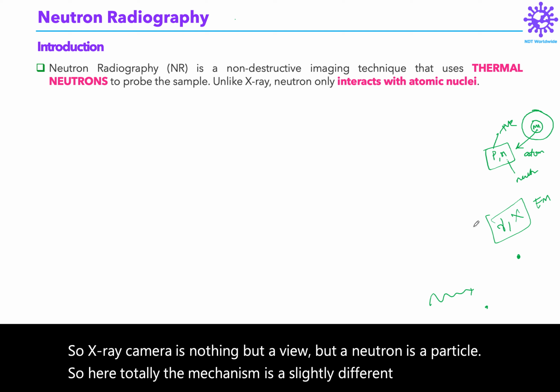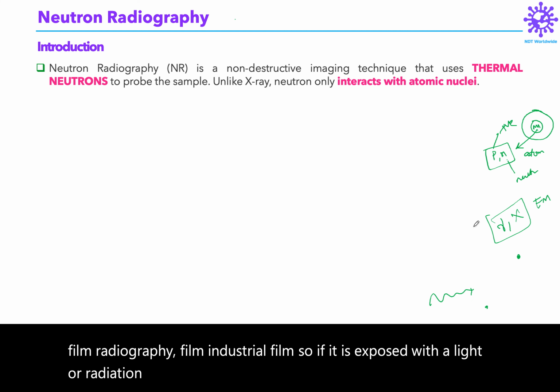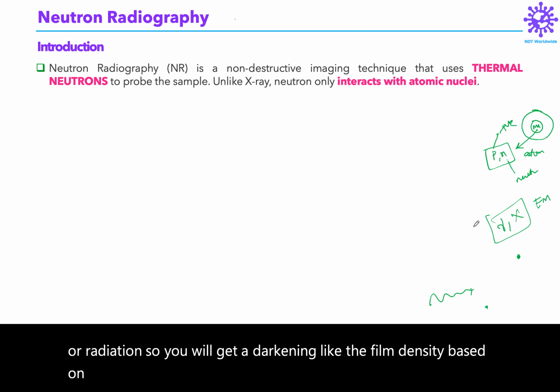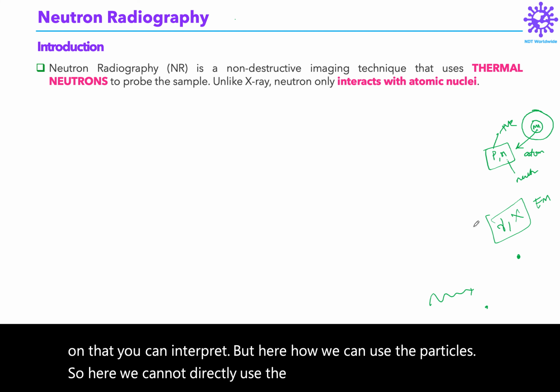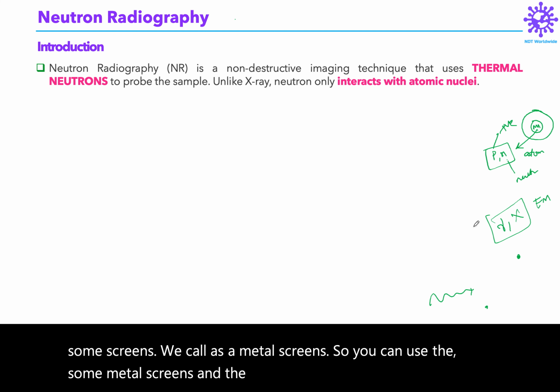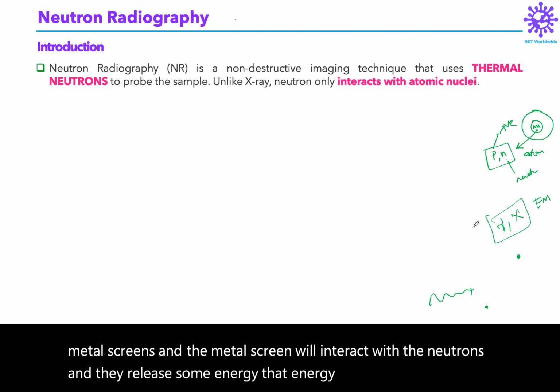If you use a radiographic film, industrial film, and it is exposed to light or radiation, you will get a darkening, the film density, and based on that you can interpret. But here, how can we use the particles? We cannot directly use the regular films. We need to use some screens, which we call metal screens. The metal screen will interact with the neutrons and release some energy. That energy will expose the film.